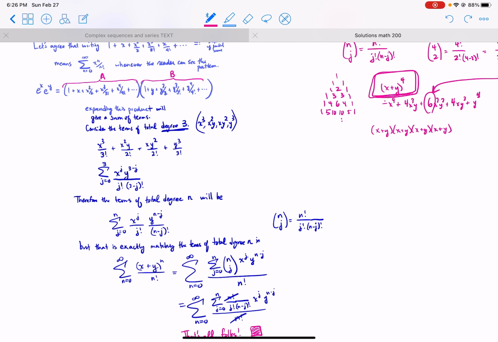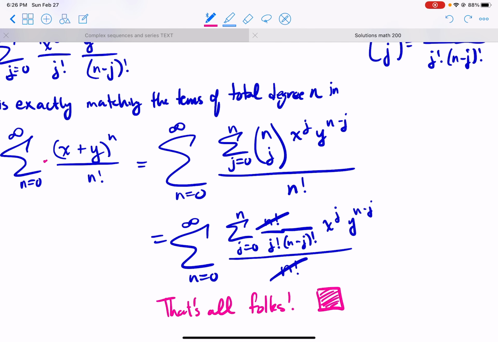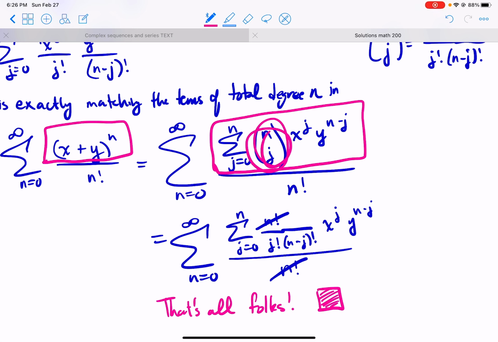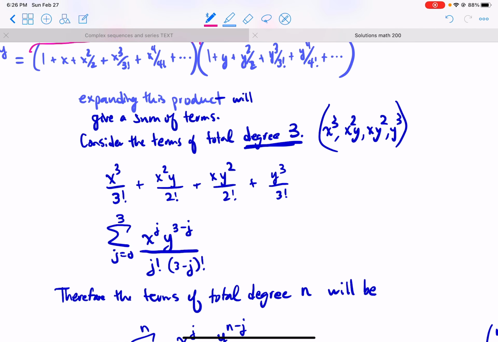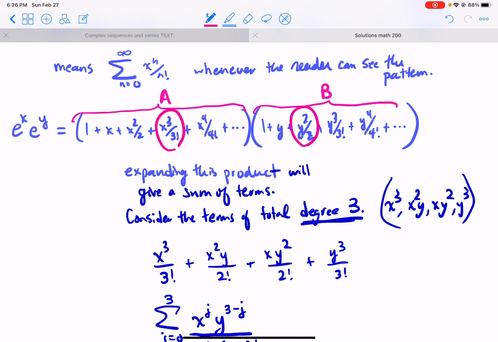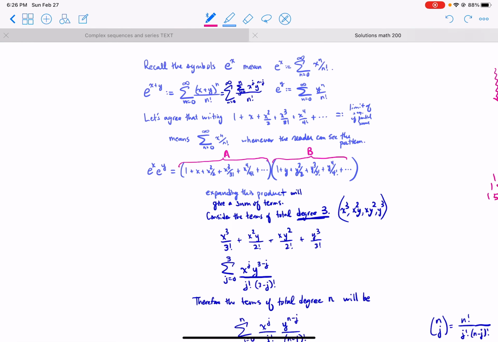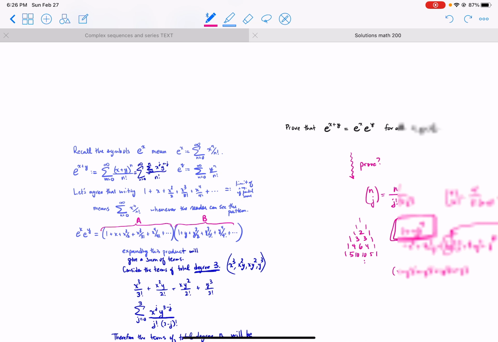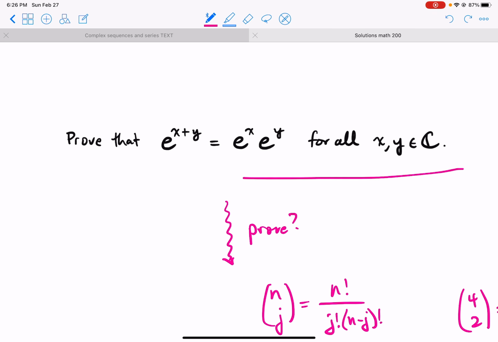And in general, x plus y to the n is a sum of these Pascal triangle things with powers marching up and down. This n factorial from the exponential definition will cancel and give exactly the x to the j over j factorial, y to the n minus j over n minus j factorial, which are exactly these sort of things. Okay? Super important. Can you do it yourself?